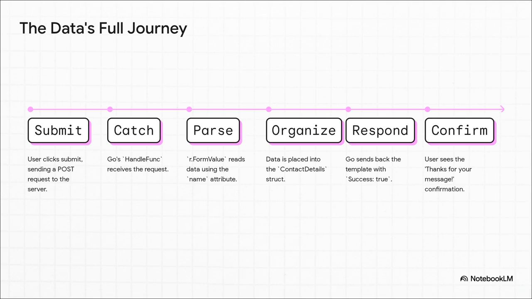And there we have it, the data's full journey from start to finish. It goes from the user's click to a POST request, our Go handler catches it, it parses the data using the name attribute, organizes it into our struct, responds by re-rendering the template with that success flag, and finally, the user sees the confirmation, a perfect, seamless round trip.